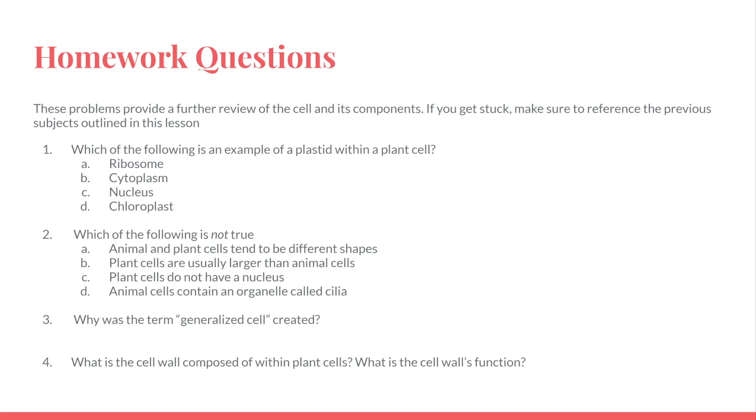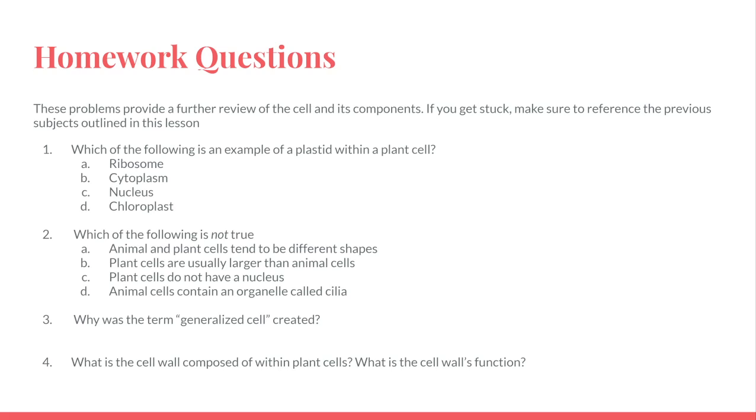Here are some homework questions. These problems provide a further review of the cell and its components. If you get stuck, make sure to reference the previous subjects outlined in this lesson. The first question is, which of the following is an example of a plastid within a plant cell? Either A, ribosome, B, cytoplasm, C, the nucleus, or D, the chloroplast.